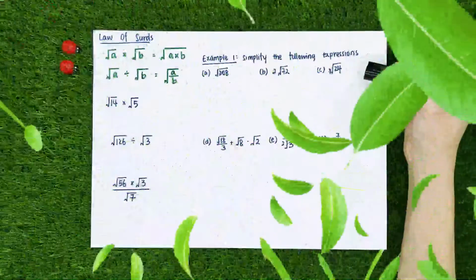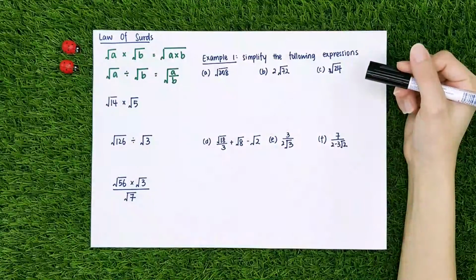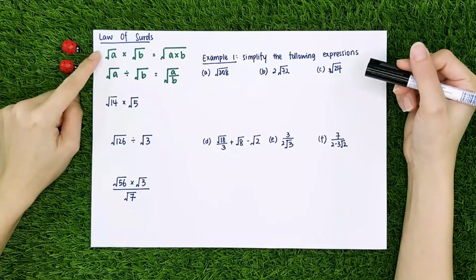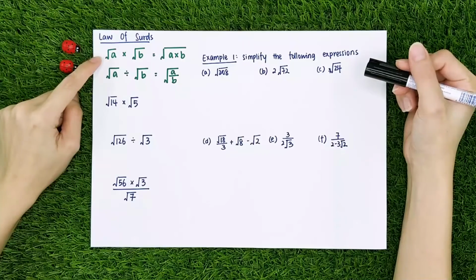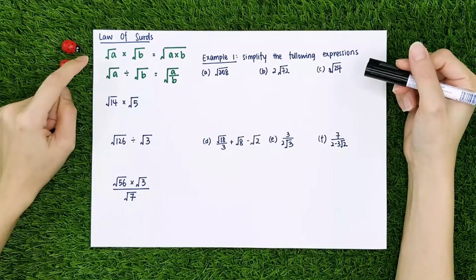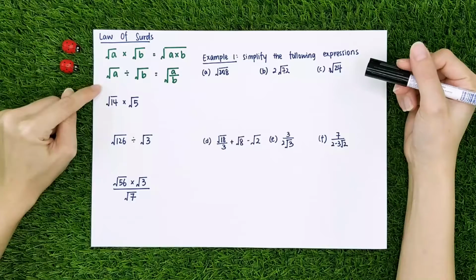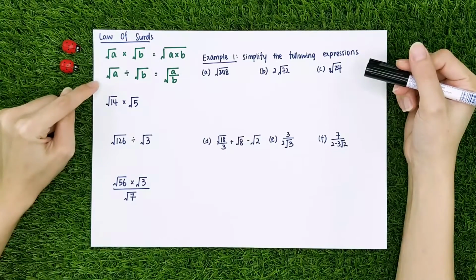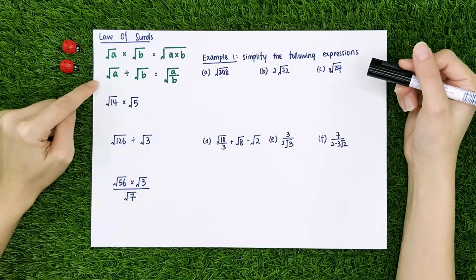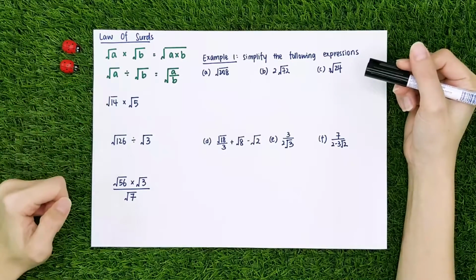Law of surds. There are two laws of surds here. The first one is surd A times surd B is equal to surd A times B. And the second one is surd A divided by surd B will be surd A/B. Only two laws of surds. I will give you some examples.